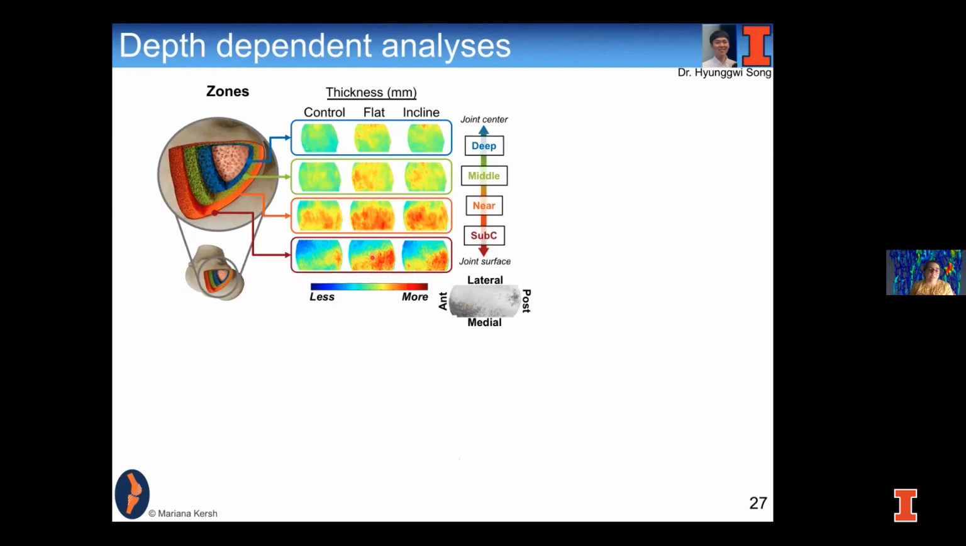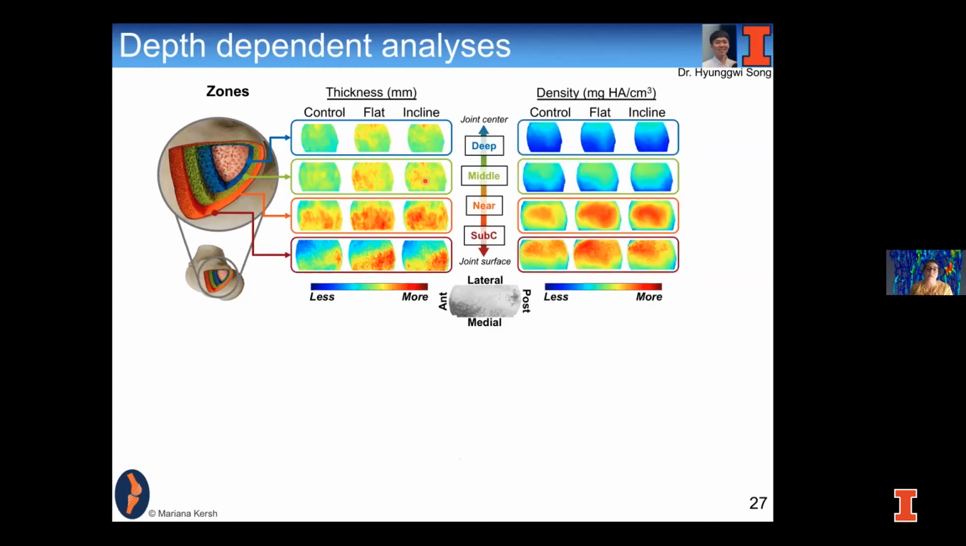And what we can see is that in general, bone thickness was thickest in the subchondral region and then decreased as we moved deeper into the joint. And we can see that there were differences in the flat and the incline group, and I'll show some of the quantitative data on the next slide. But this is just so we can appreciate the variation in properties that we see.